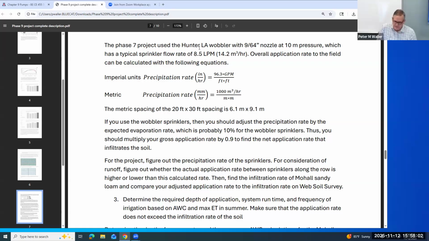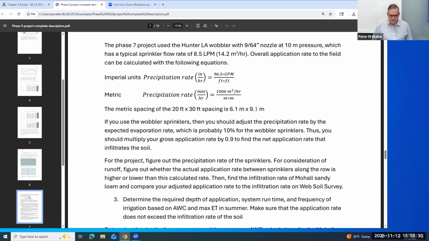We're going to make the calculations here in this example with the Hunter LA wobbler, 8.5 liters per minute, 14.2 meters cubed per hour. And here's how you calculate the precipitation rate in metric units, millimeters per hour. You take 1,000 times the meters cubed per hour over the meters by meter spacing. So here's the meters cubed per hour, here's the meters by meter spacing, so you'll go ahead and make that calculation.